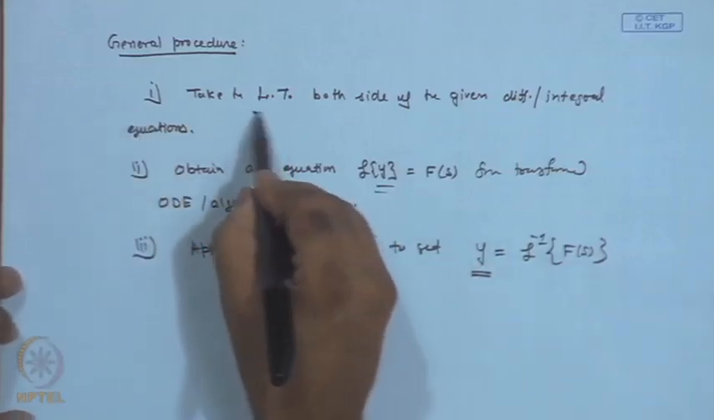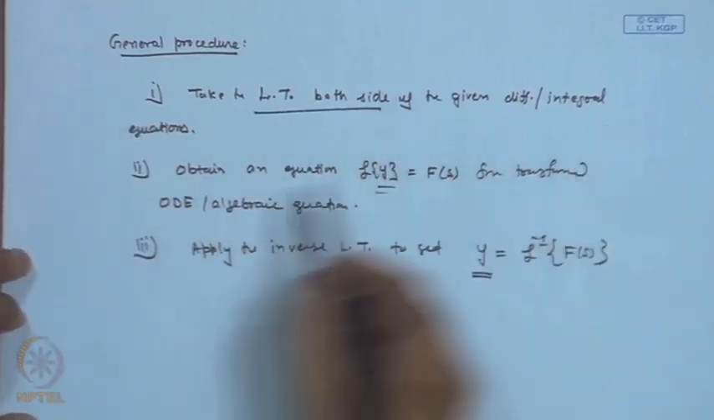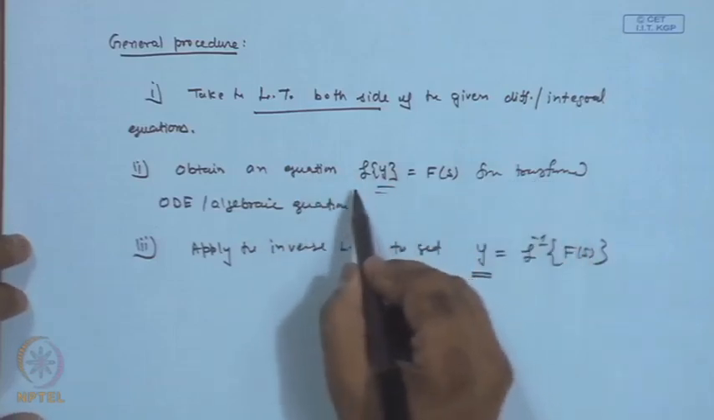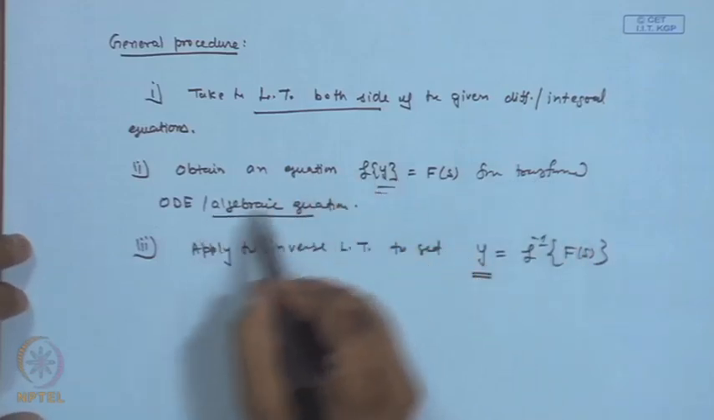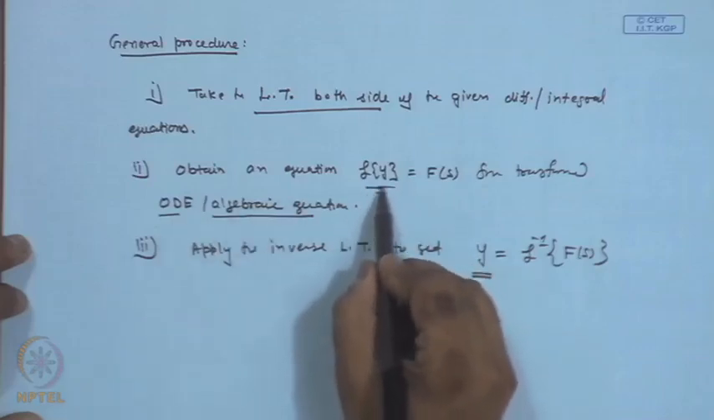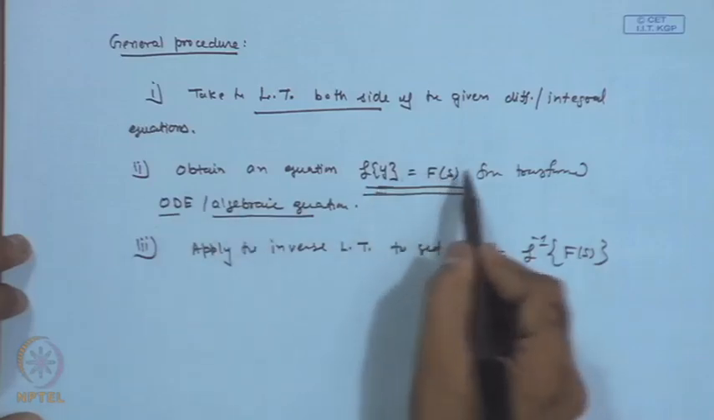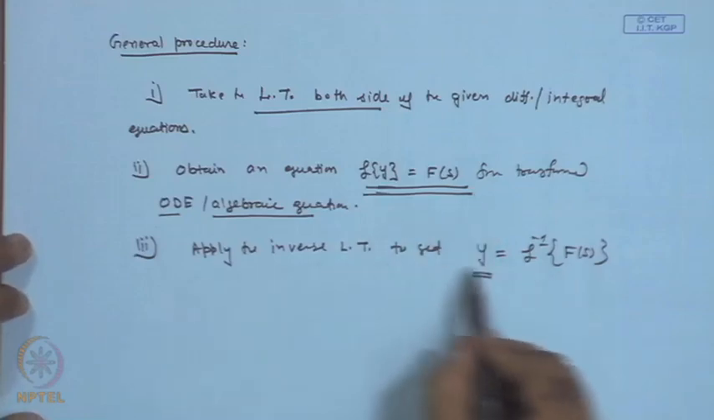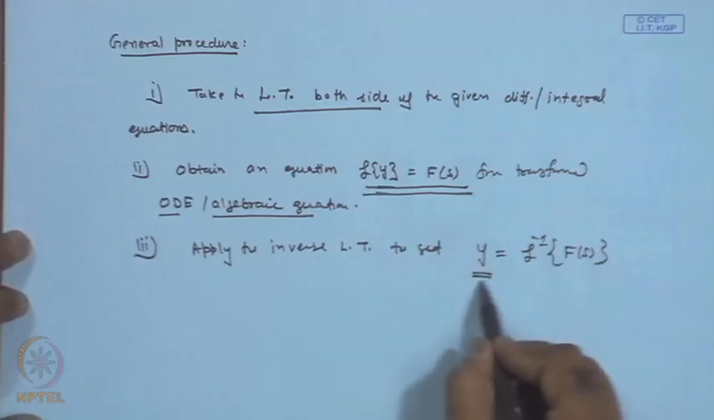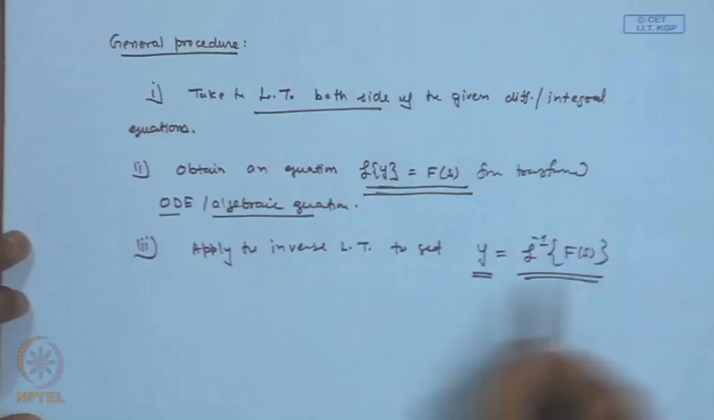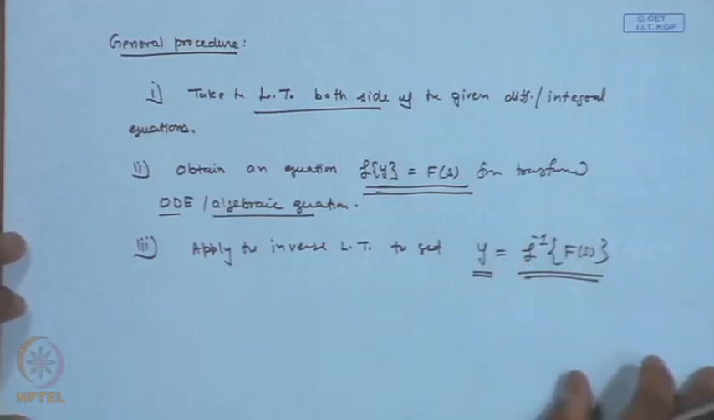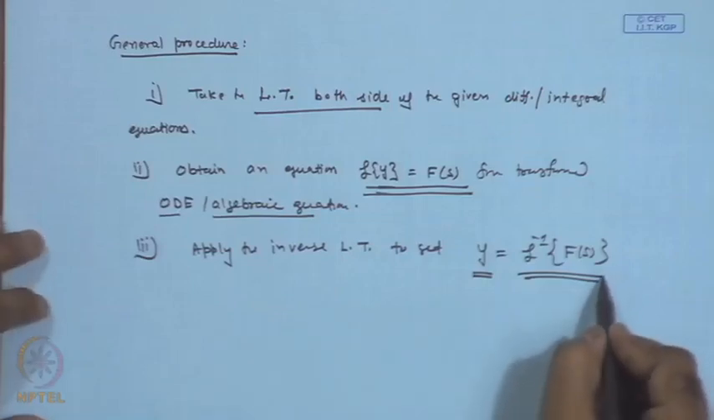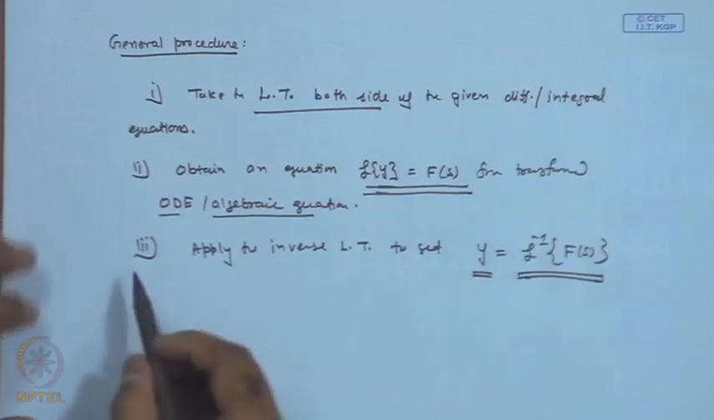First, we take the Laplace transform of both sides of the given differential equation, and then from the transformed equation, either we simplify that algebraic equation or we solve the ordinary differential equation, and we get Laplace of y equal to a function of s, and then at last we apply the inverse transform and we get the solution of the original problem. So, we will discuss this with the help of various examples today in this lecture.